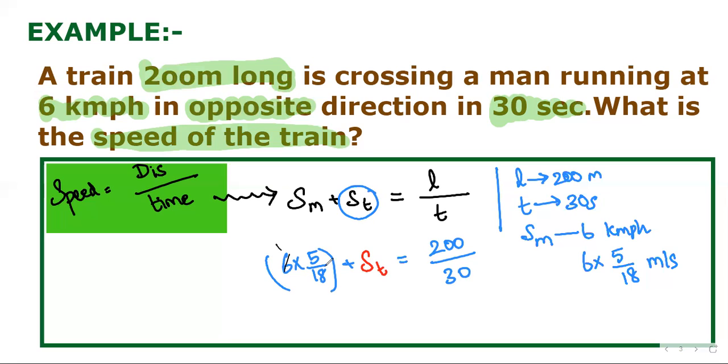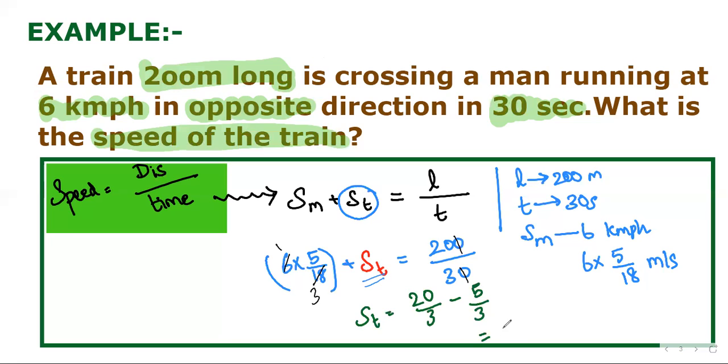So 6 1 times, this is 3 times, 0 0 will get cancelled. Okay, so let's do one thing now. We'll keep the unknown term, the term which we need to find, which is nothing but st in one side, whereas we'll take all the other terms to the right hand side. So speed of the train is equal to 20 by 3 minus 5 by 3.